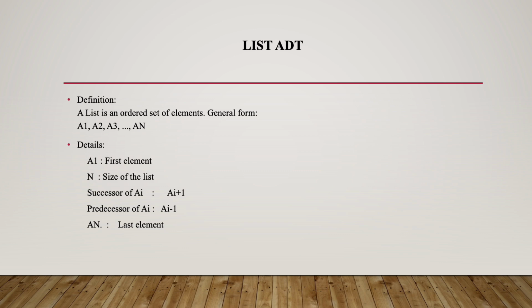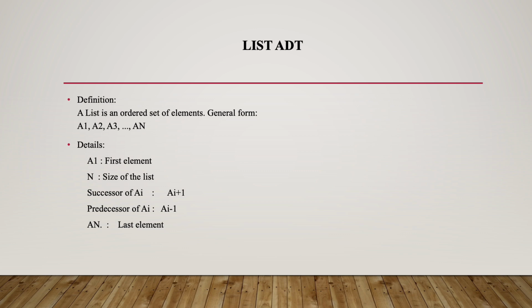So coming to list ADT. Now let's talk about the list ADT. A list is simply a sequence of elements that are stored in a specific order. It's just a sequence of elements. In a list, each element has a predecessor, which is the element that comes before it, and a successor, which is the element that comes after it.